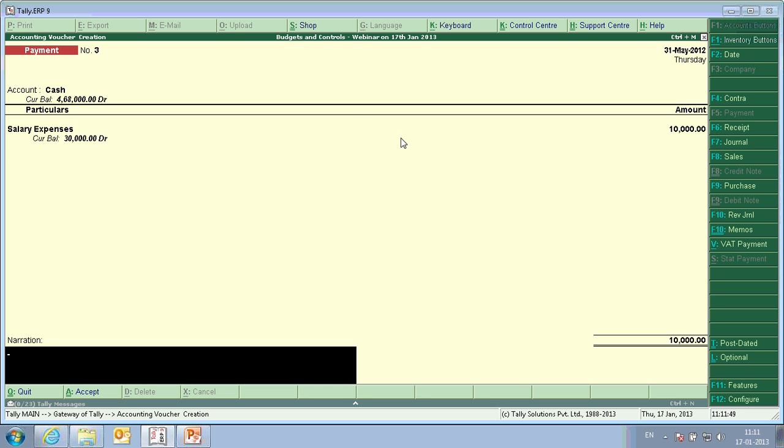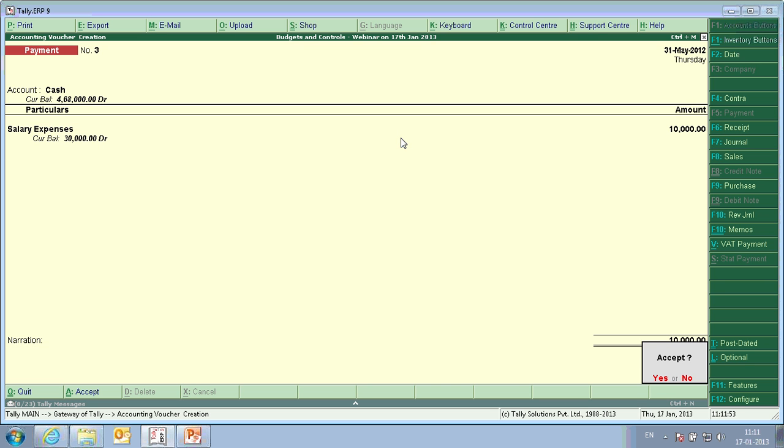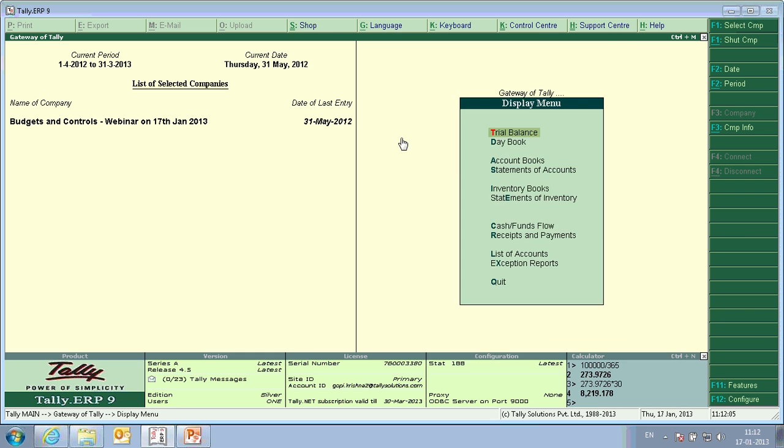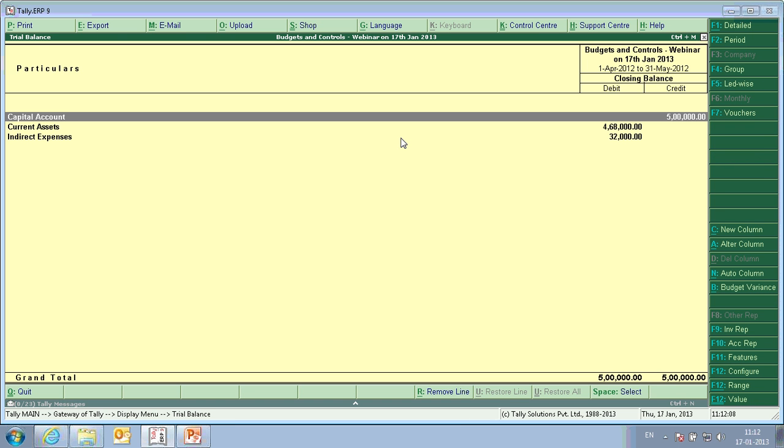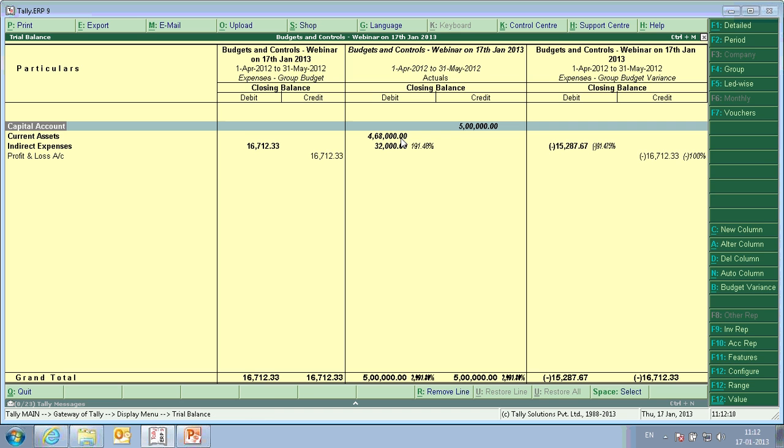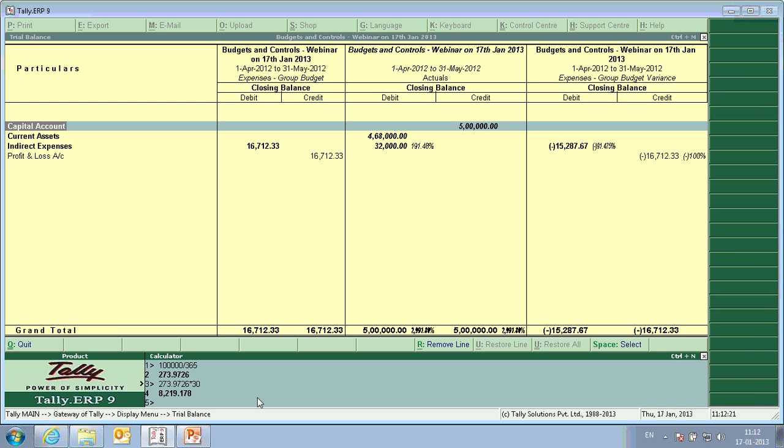So, what is the total number of days completed? 61: 30 in the month of April, 31 in the month of May. Let me save this. Go back to the same report, trial balance, and apply the budget. Now you can see this amount has changed. Judge, are you getting what I'm saying? Now this amount has changed, where it is totally calculating for 61 days. 16,712.32 or 33, whatever it is taking.